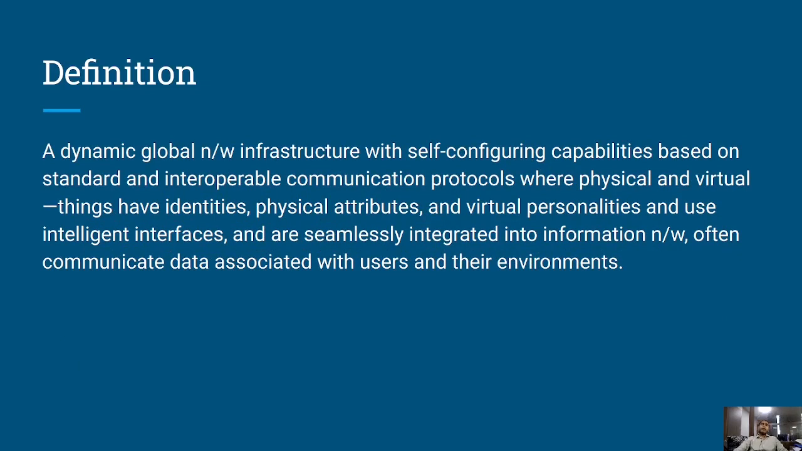So if we go by a formal definition, it can be called a dynamic global network infrastructure with self-configuring capabilities based on standard and interoperable communication protocols where physical things have identities, physical attributes, virtual personalities, and use intelligent interfaces and are seamlessly integrated into the information network. They often communicate data associated with users and their environment. There are a few characteristics of Internet of Things also. We can look into it.